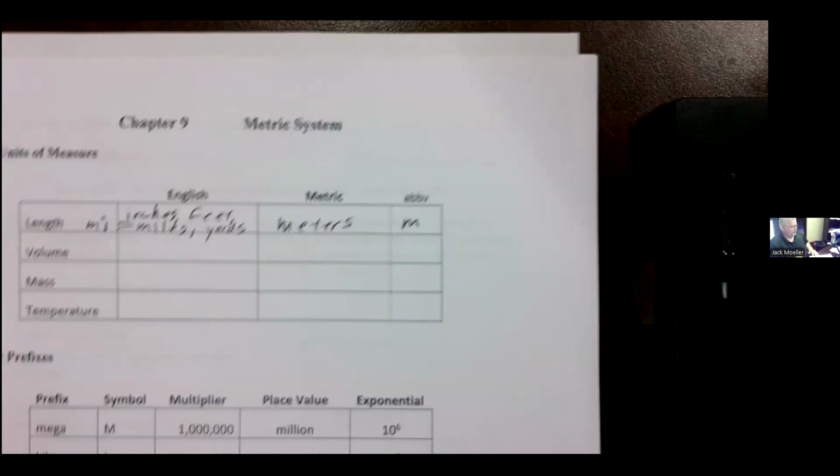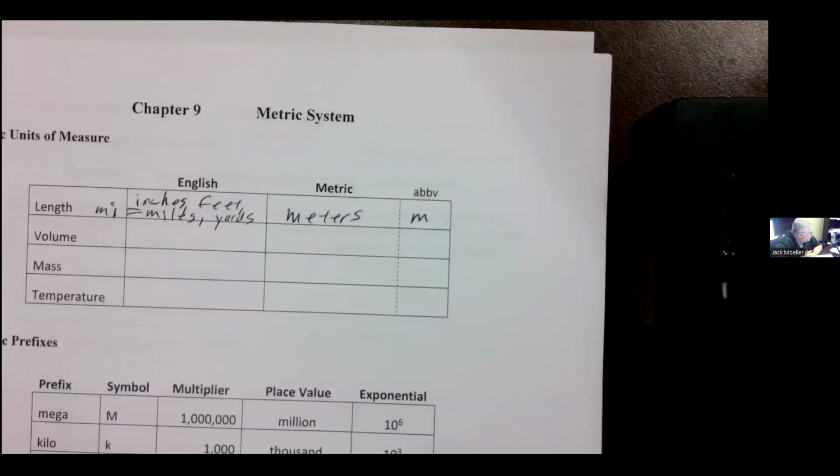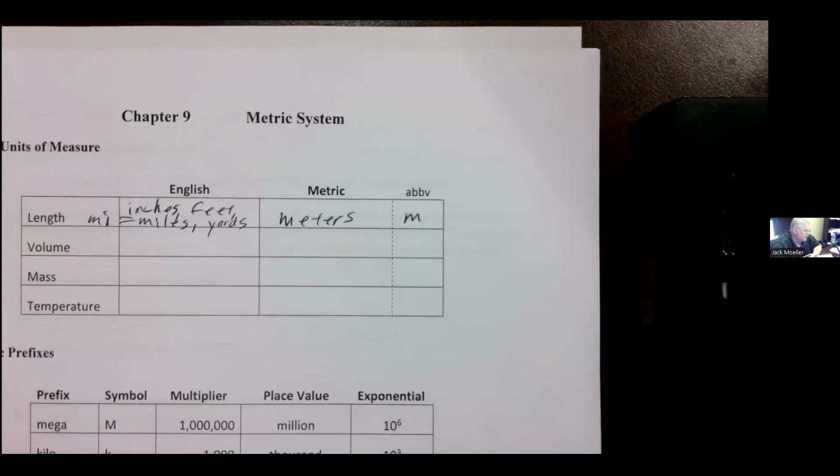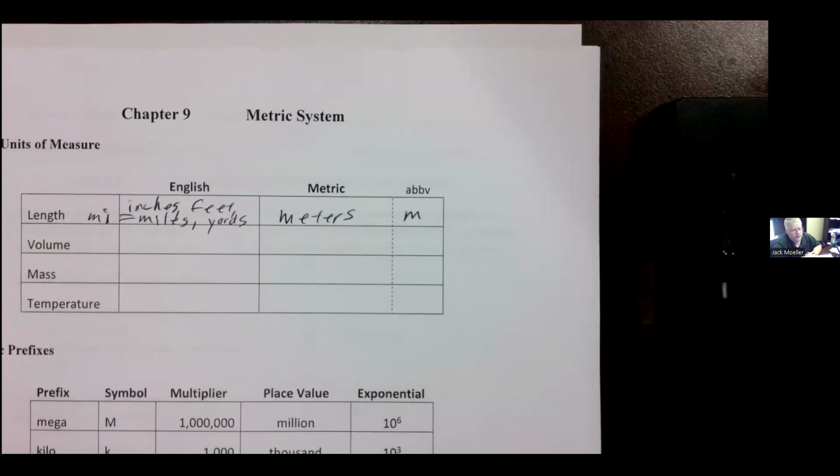How big is a meter? If you have a yardstick, it might be a yardstick, it might be a meter stick. Look at your yardstick. If your yardstick is 39 inches, a little bit longer, it's actually a meter stick. A meter is like 39.36 inches, if I remember correctly. So a meter is just a little bit longer than a yard. So that's sort of how I keep those straight.